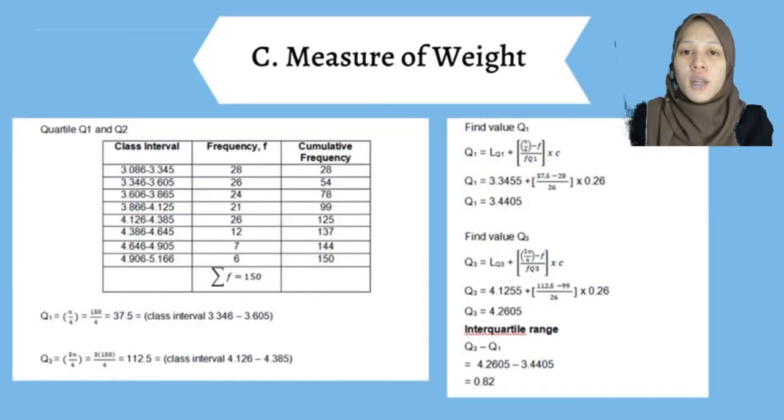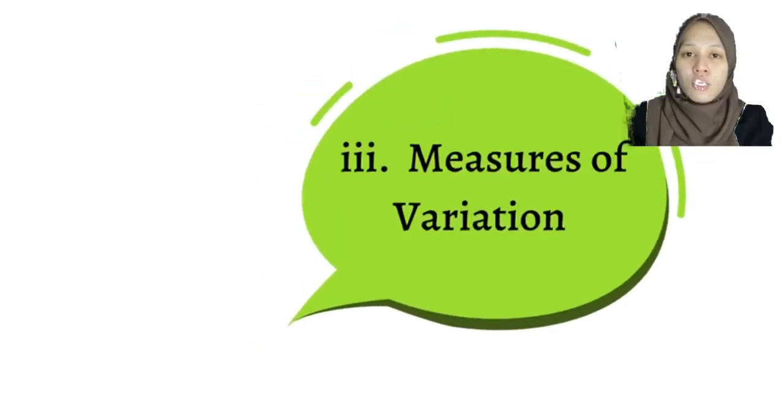So the last one is measure of weight. The quartile 1 is 3.4405 and the quartile 3 we got 4.2605. So the answer of interquartile range for weight is 0.82.